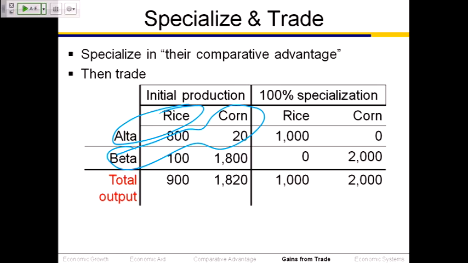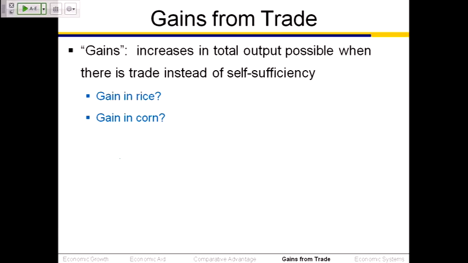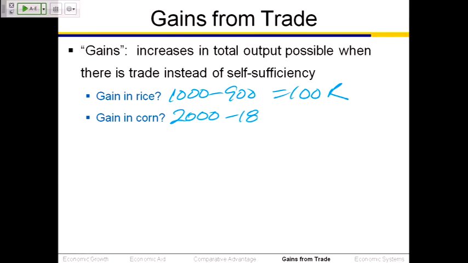When there are differences in opportunity costs, they can specialize and trade, and collectively there'll be more output than there was initially. When we talk about the gains from trade, those gains are measured as the number of increased units. And so the gain in the amount of rice, we had 1,000 units of rice, whereas before we had 900. So the gain in rice is 100 units of rice. The gain in corn, we started at 1,820. We went to 2,000. We had a gain of 180 units of corn.